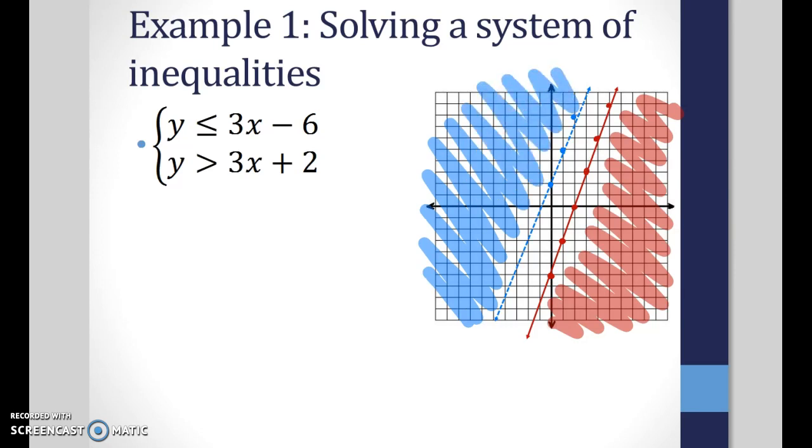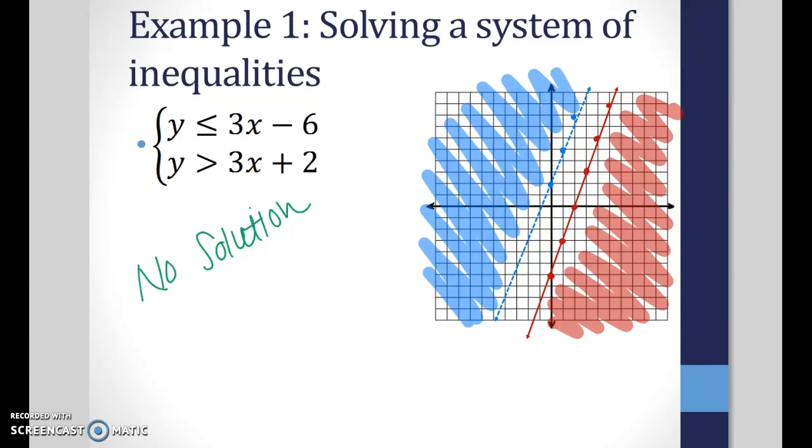So there's my shading, and if you look, there is no overlap of shading, which means in this problem, there is no solution. And if you think back to that first section, anytime we had parallel lines, there would be no solution. And I want you to get out of that mindset, especially with inequalities.